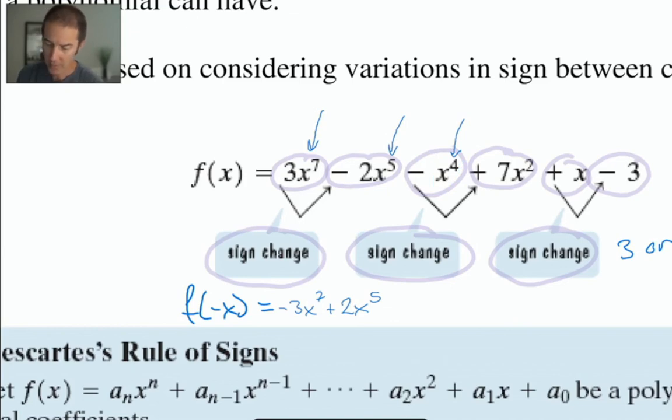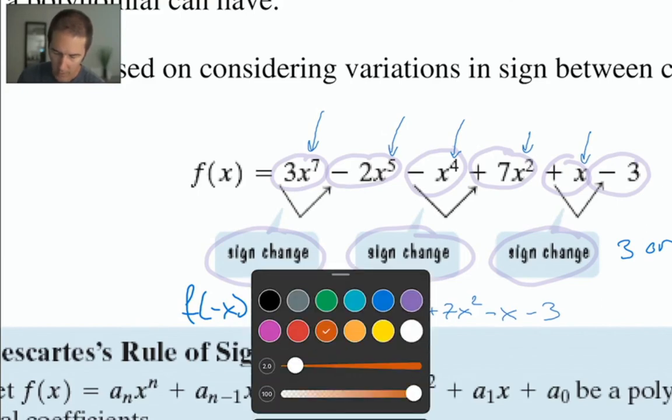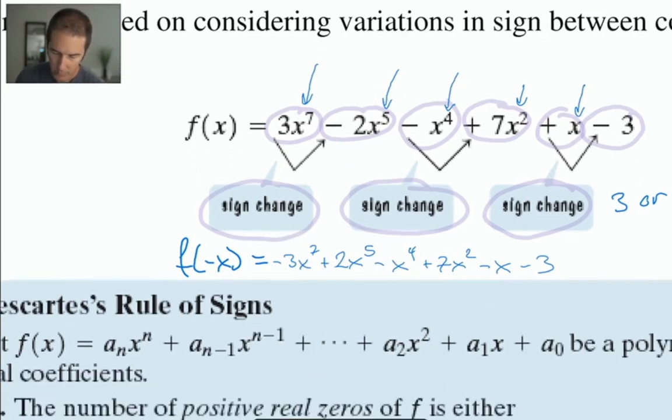Moral of the story is our third term is going to stay negative x to the 4th. Can I write and talk at the same time? It's looking like no. Negative x to the 4th, there we go. Another even exponent, so that sign's not going to change. So we have positive 7x squared. Odd exponent, that's an x to the 1st technically, so that becomes minus x minus 3. Great, let's look for sign changes.